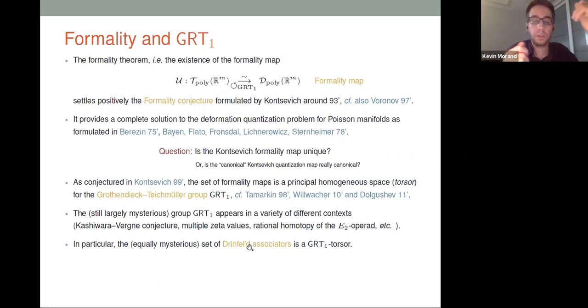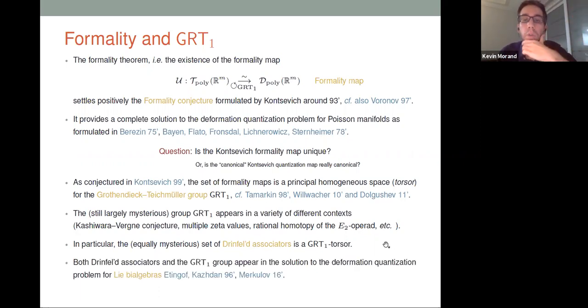So given the Drinfeld associator, we can build some formality map, and this map is in fact a bijection, which is equivalent with respect to GRT1. Okay, so we have this group appearing naturally in the context of deformation quantization for Poisson manifolds. But as it turns out, it also appears in the context of deformation quantization for another problem, the one of Lie bialgebras.